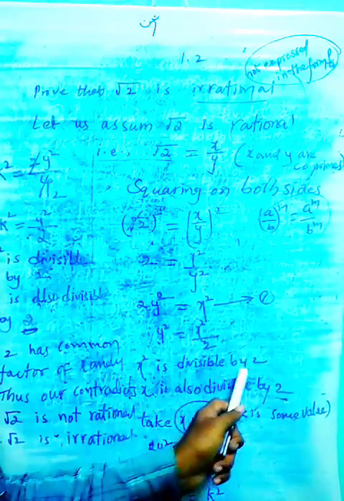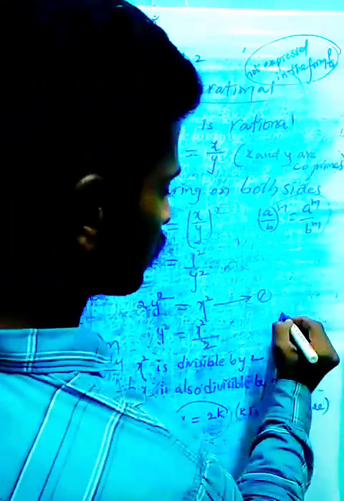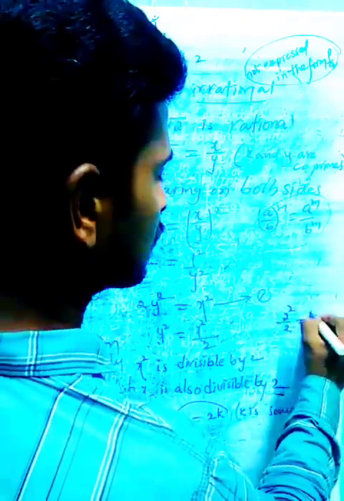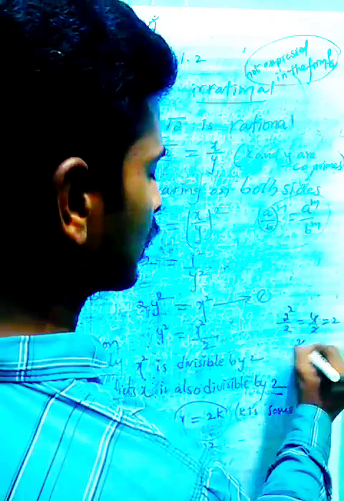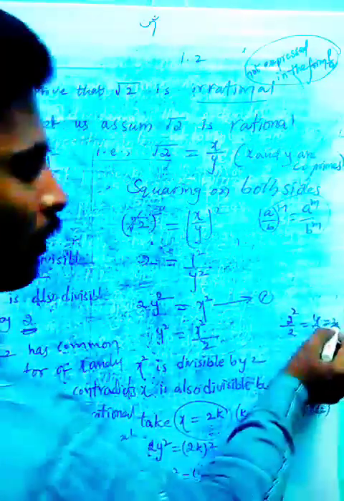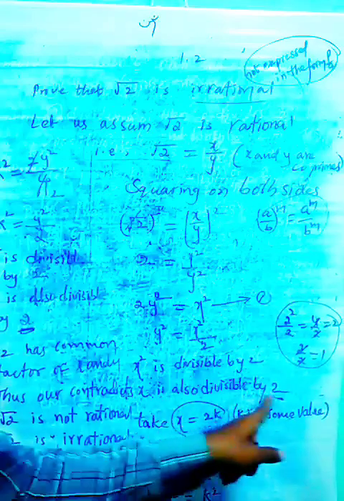So x square is divisible by 2, and x is also divisible by 2. For example, 2 square by 2 means 4 by 2, which is 2. So when a square is divisible by 2, then the number is also divisible by 2. X is also divisible by 2.